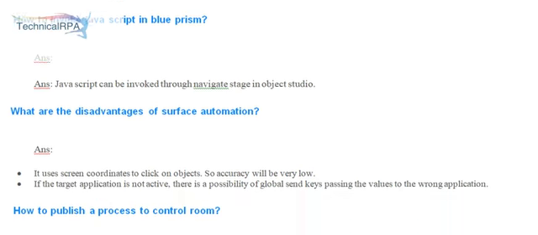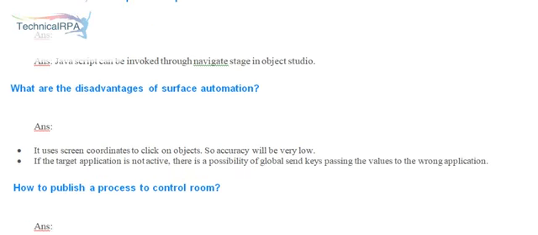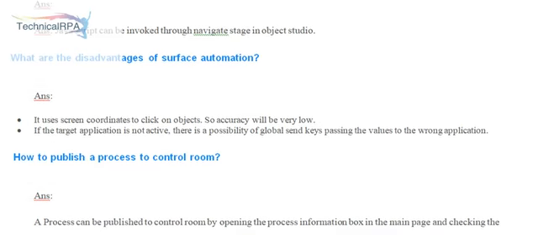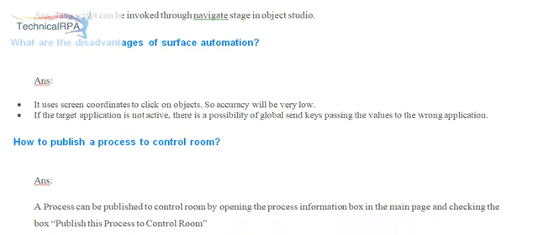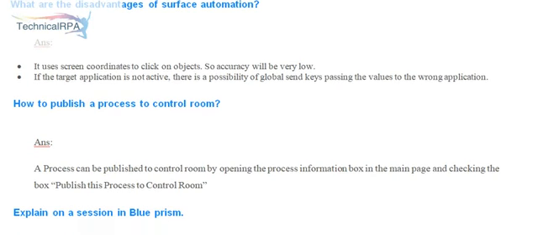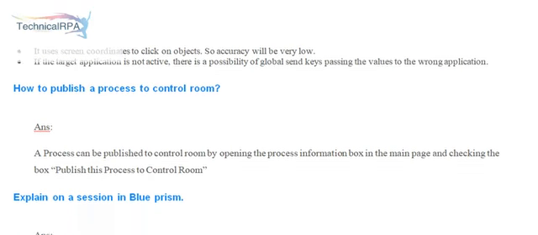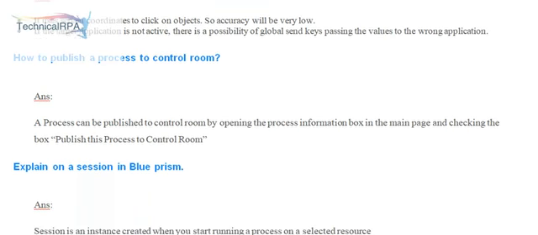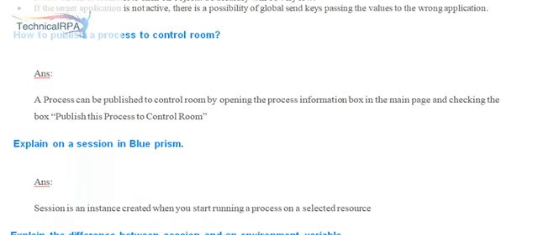What is the difference between global send keys and global send key events? Global send keys is the high-level interface which sends keystrokes to the active application, whereas global send key events is a low-level interface which mimics keyboard keystrokes in the operating system. It is used on thin client applications like Citrix.